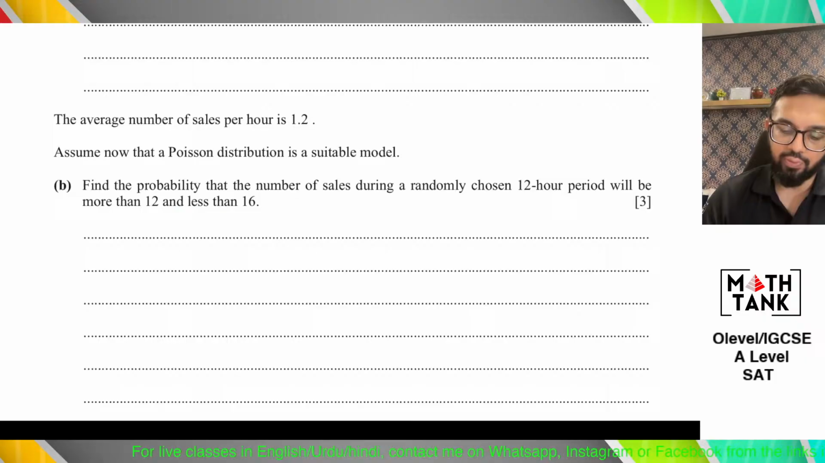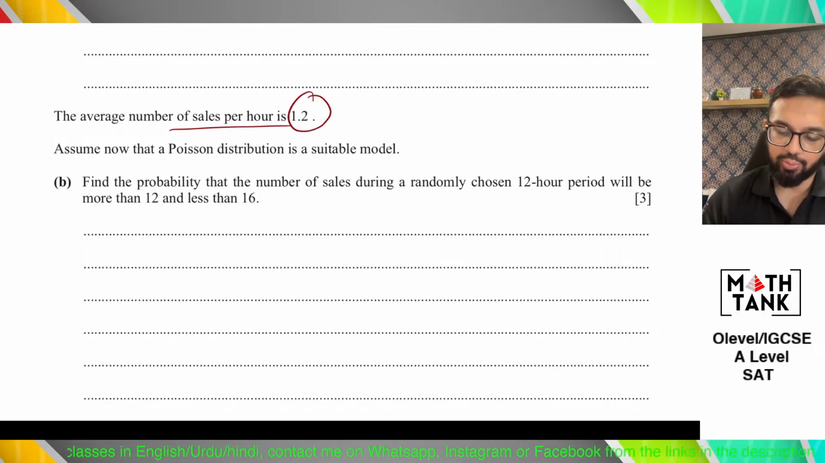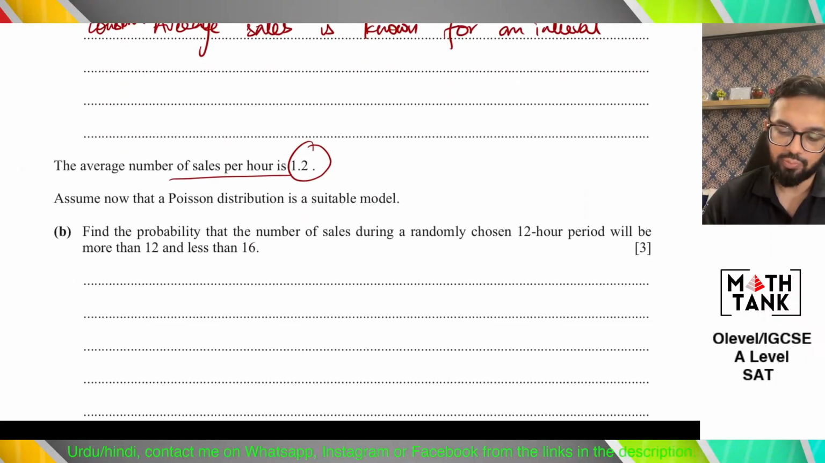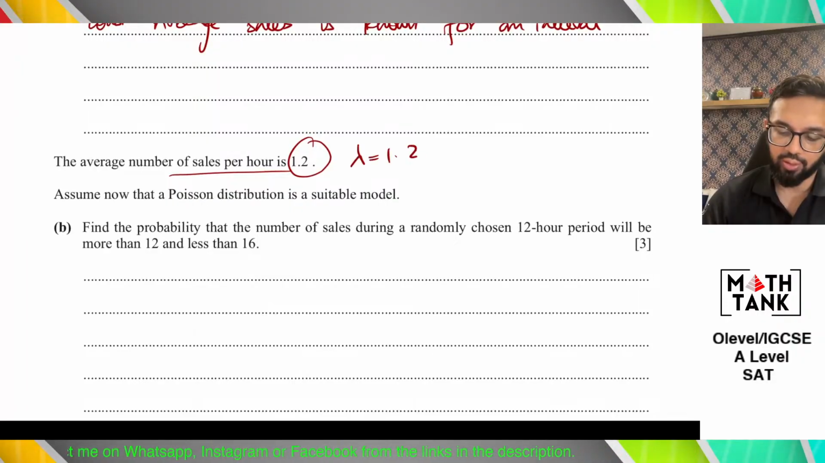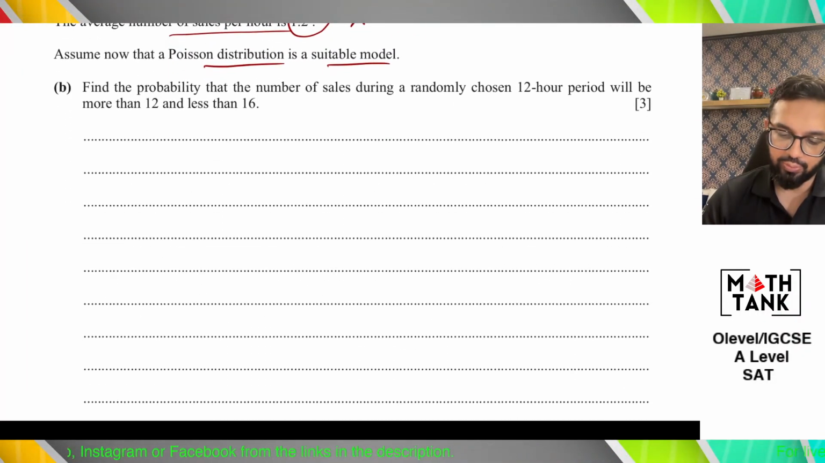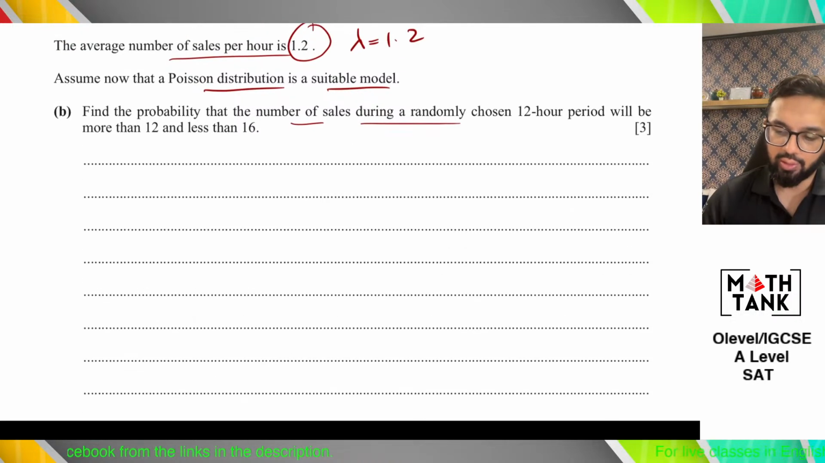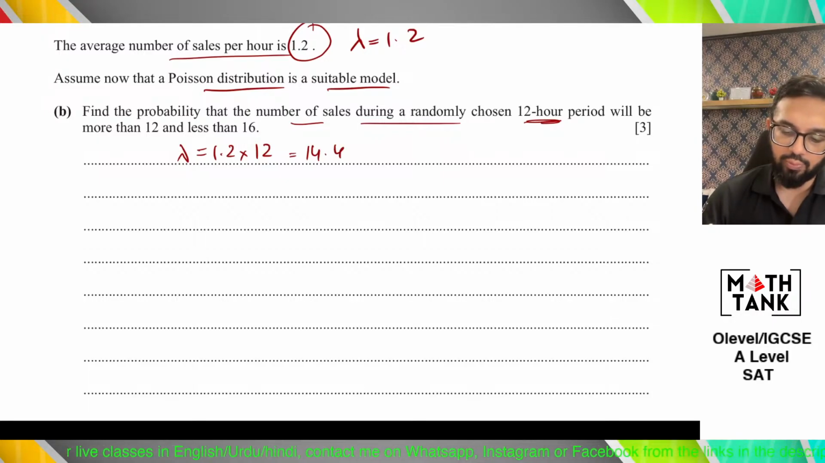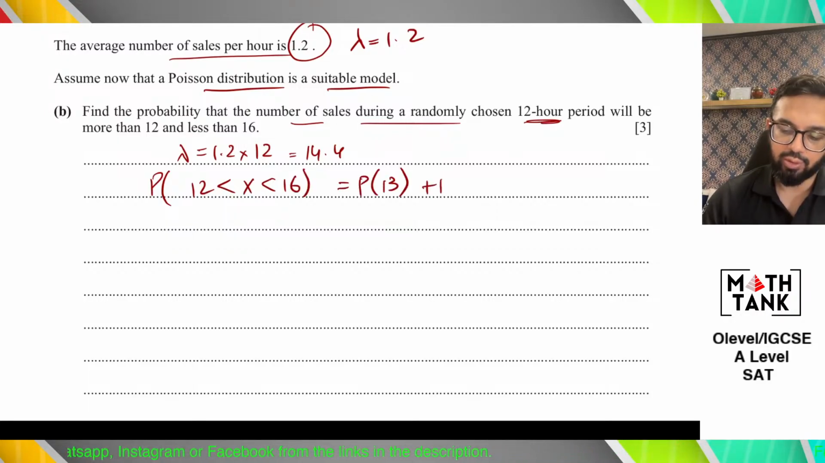The average number of sales per hour is 1.2. So lambda is 1.2 for 1 hour. Assume that a Poisson distribution is a suitable model. Find the probability for the number of sales during a 12-hour period. So lambda has to be 1.2 times 12, which should be 14.4. It will be more than 12, less than 16. Either 13, 14, or 15.